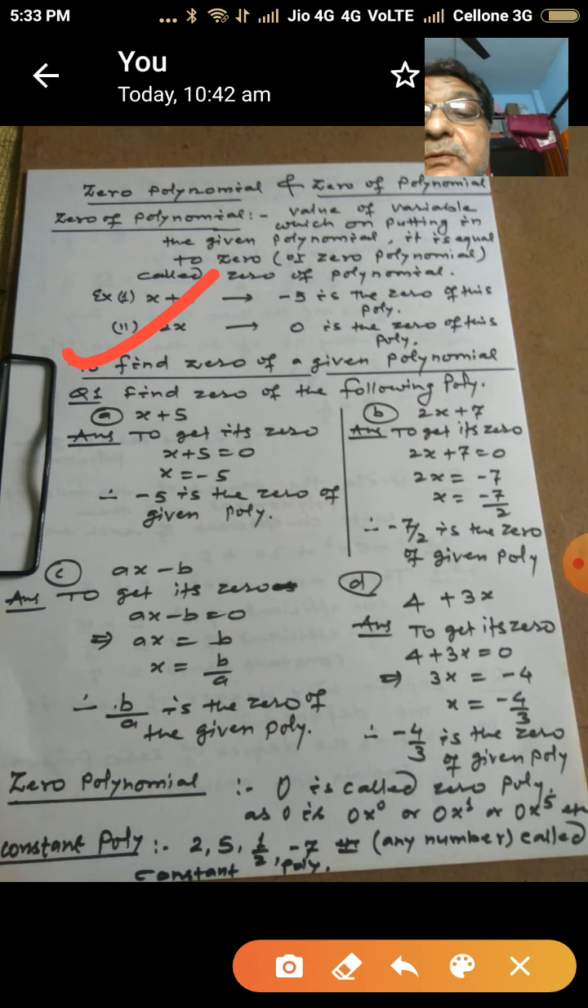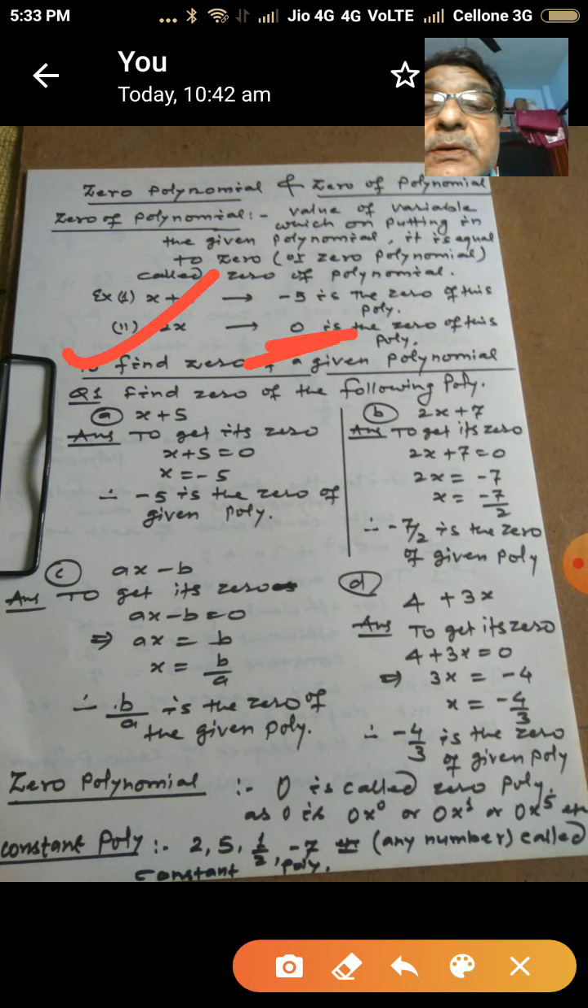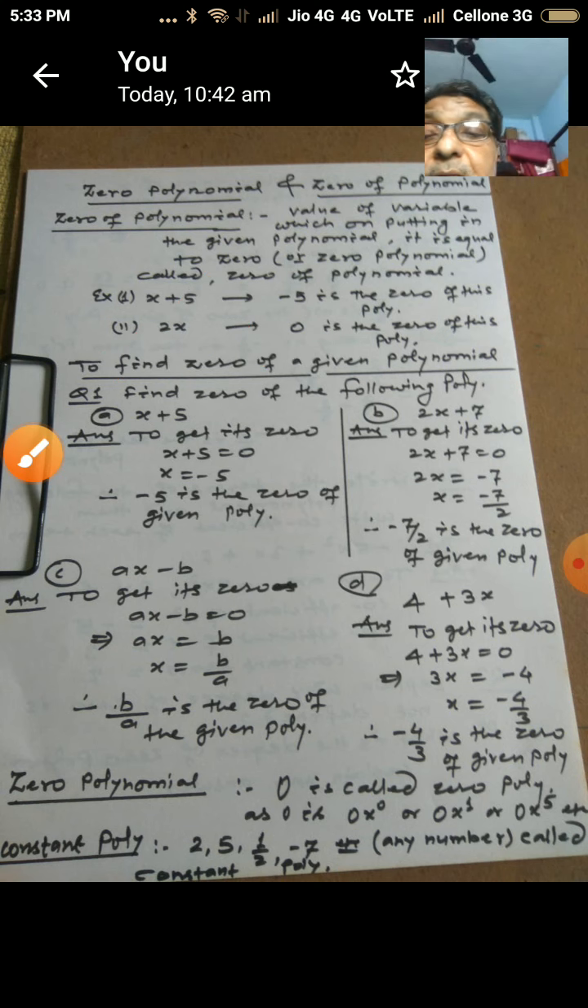Similarly for the polynomial 2x, its 0 is 0, because 0 is the only value of the variable x which, on putting in this polynomial, will give 0. So 0 is the 0 of the given polynomial.